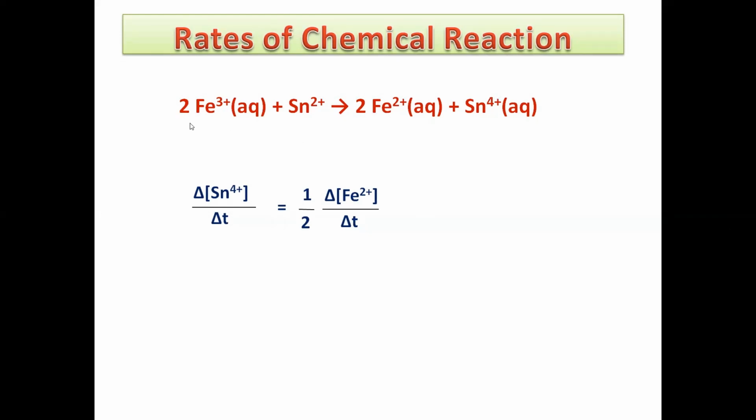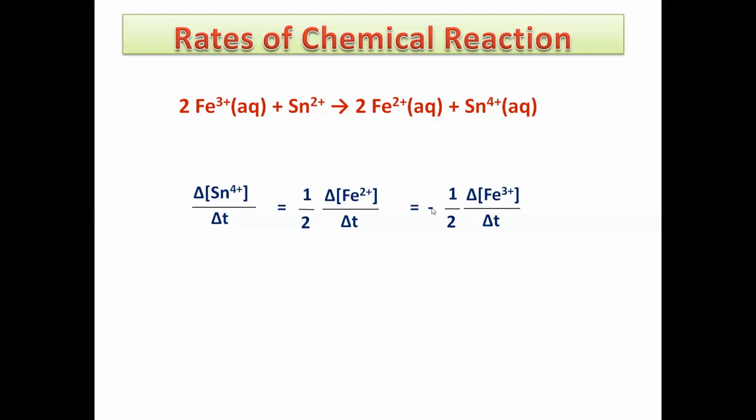If you want to write the rate in terms of the reactant concentration, you can write it like this. The stoichiometric coefficient is 2, so you just write 1 by 2, then delta Fe3+ concentration upon delta t.